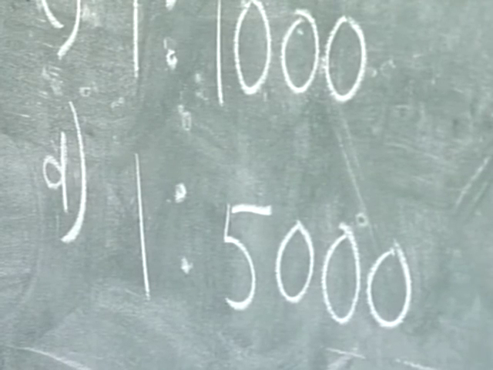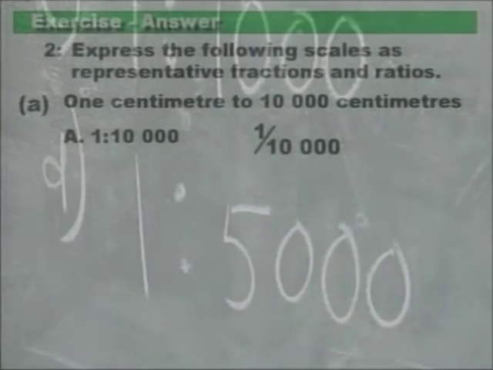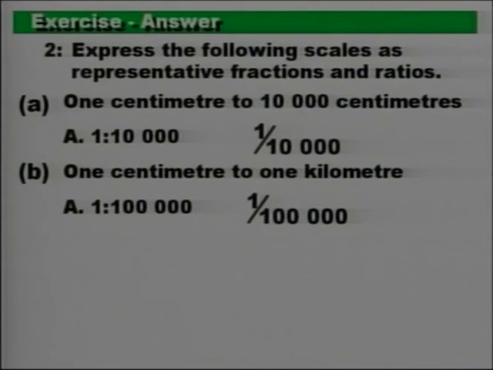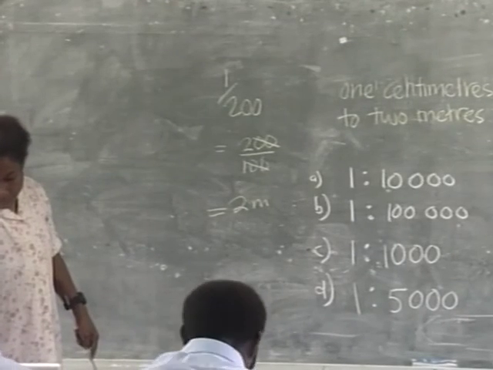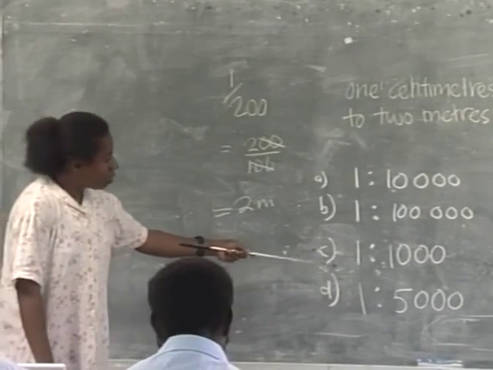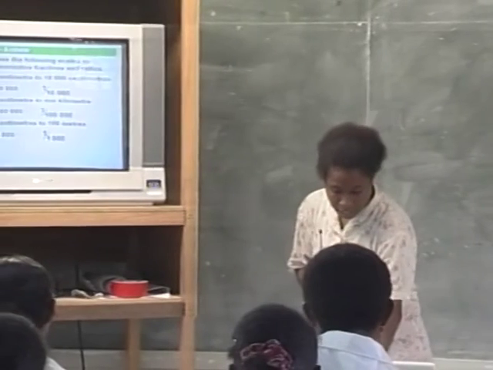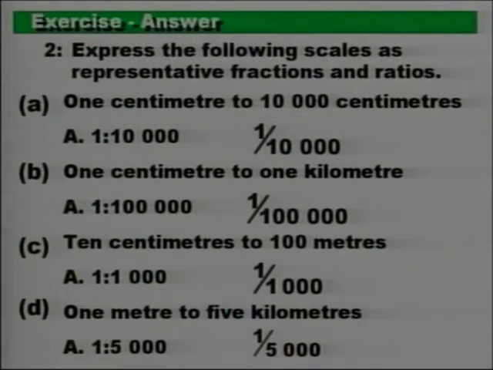Okay, so we'll check on the answers. The first one is 1 to 10,000 or 1/10,000, the representative fraction or ratio. Then we have number 2, 1:100,000 or 1/100,000. That's our answer for the second one. Number 3, 1:1,000 or 1/1,000. And the last one, 1:5,000 or 1/5,000, when we are converting those statements into representative fraction or ratio.